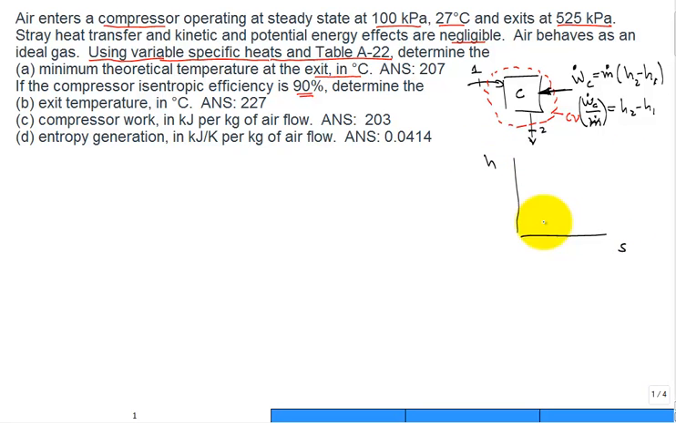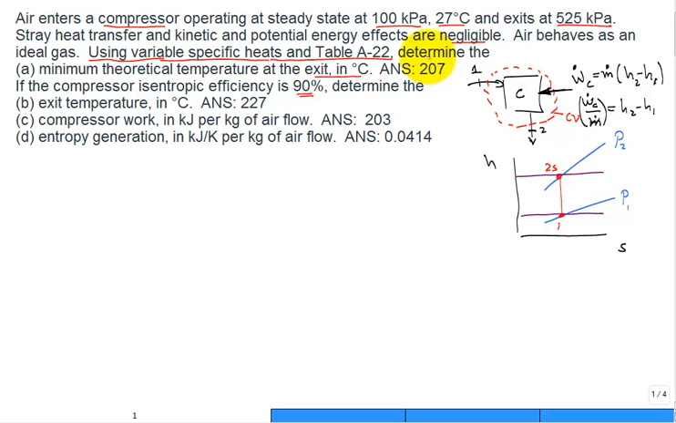So we have two lines of pressure. This is our inlet pressure. This is our exit pressure, P2. And we're starting at state 1, and we're going to go up to state 2. And if we do it where it's adiabatic and reversible, then it's isentropic. So from 1 to 2s. And for air as an ideal gas, h is a function of temperature only, so lines of constant temperature are horizontal.